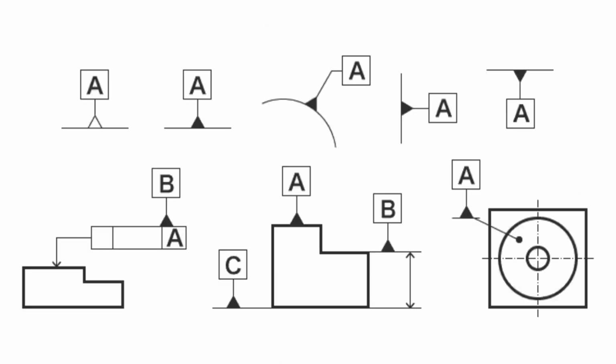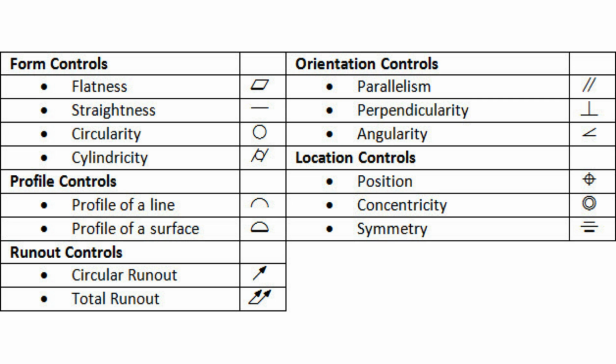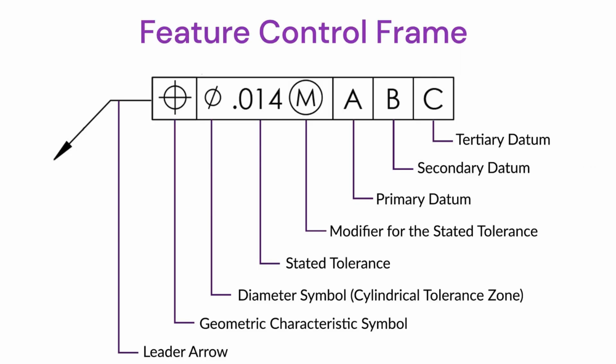Consider this as a datum. It is applicable for fixing the components properly. You fix the component in a lathe chuck at the perfect location by using the 3-2-1 principle, and using 14 different tolerance symbols. Look at these 5 different categories: form control, profile control, runout control, orientation control, and location control. These geometrical symbols are mainly applicable to the manufacturing process to get the perfect output.